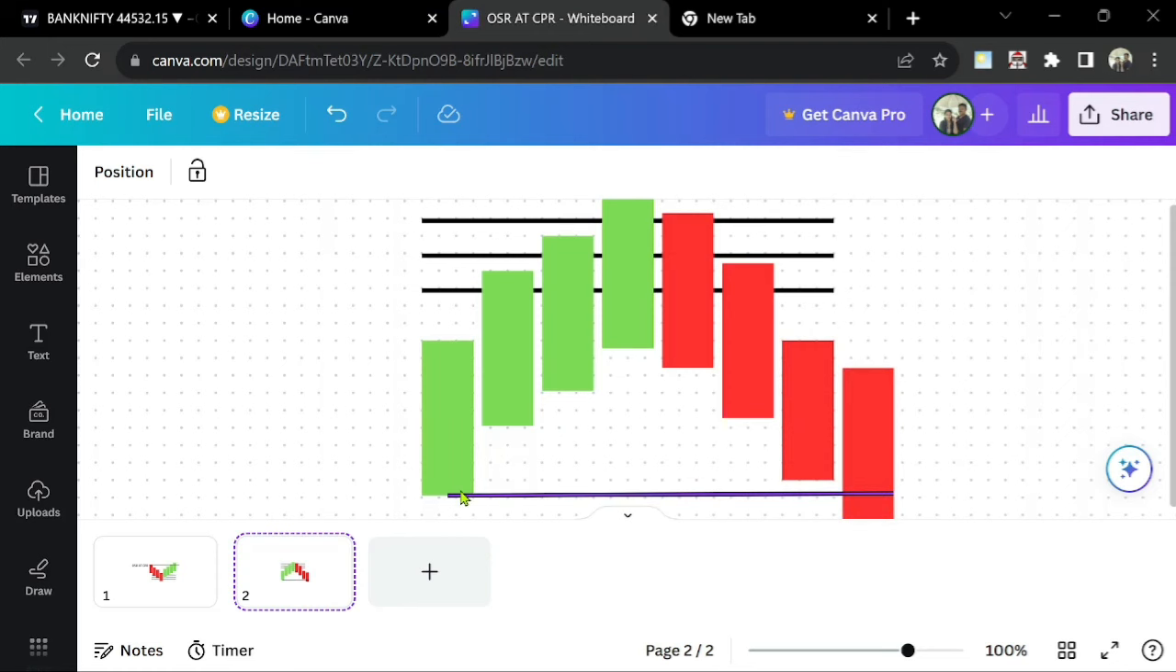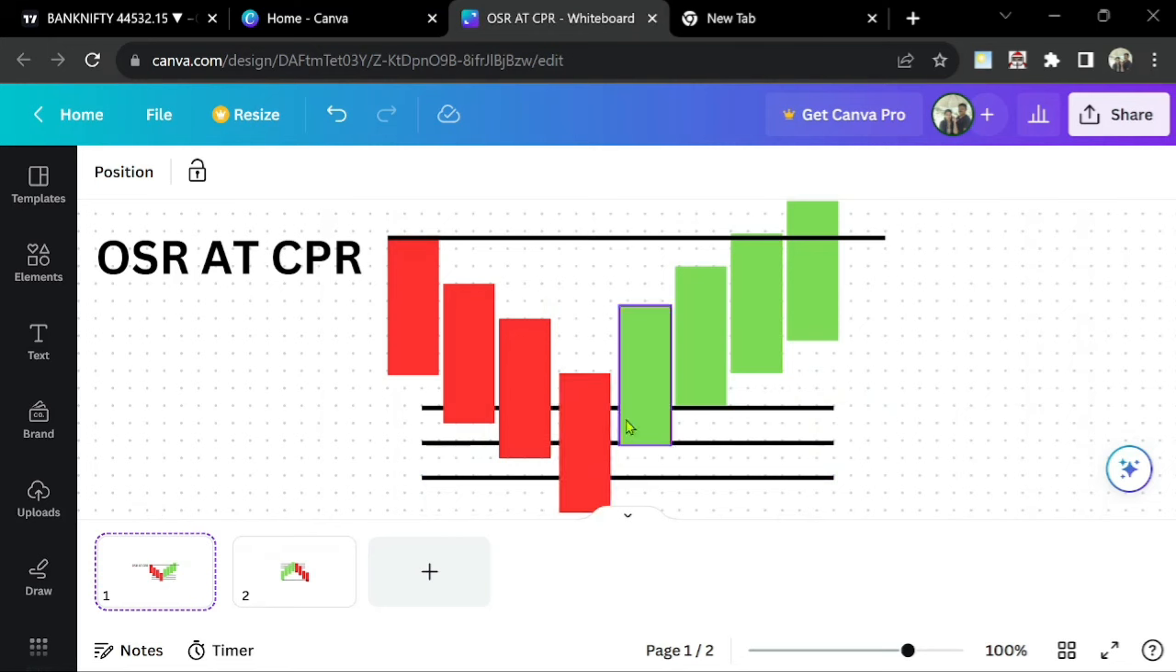They wait for the day's low to break and they keep the stop loss above this candle. Okay, these two methods of entering the trade are right. One, we can enter in this green candle, or you can enter in this candle. Where you keep the stop loss, how much your stop loss is, and how much the reward is, we have to calculate before entering the trade. This is called OSR at CPR.